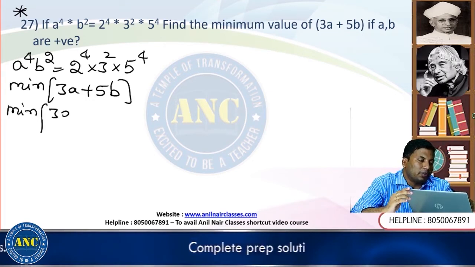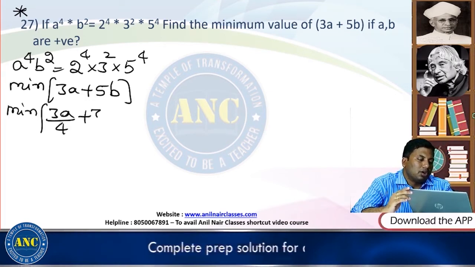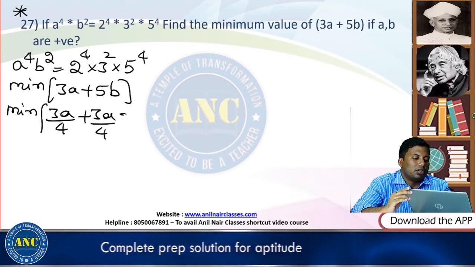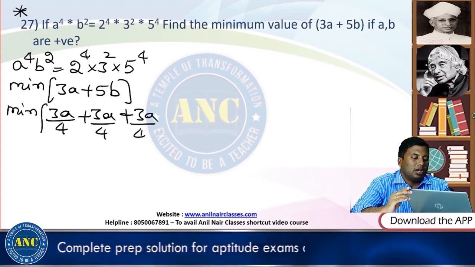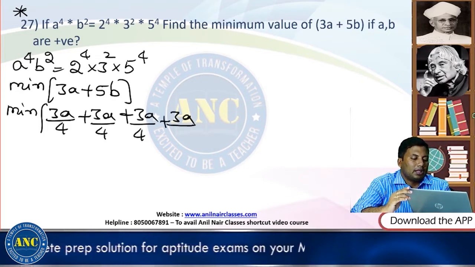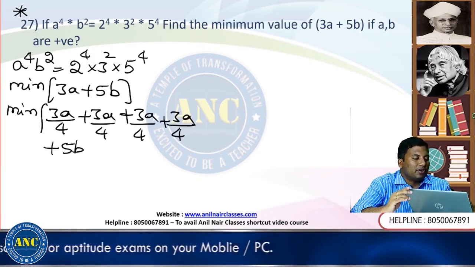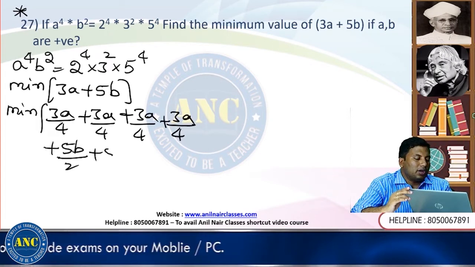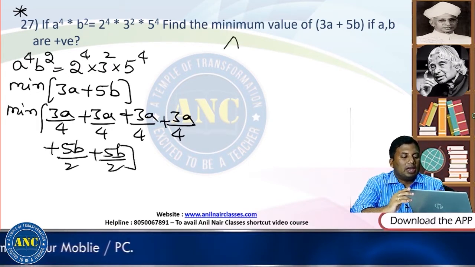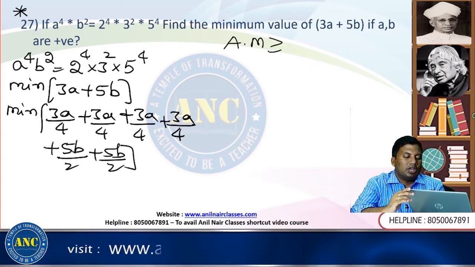Divide into 4 parts: 3A by 4, 3A by 4, 3A by 4, 3A by 4. Degree of B is 2, so 5B by 2 plus 5B by 2. Now apply AM greater than or equivalent to GM. You will easily get the answer.